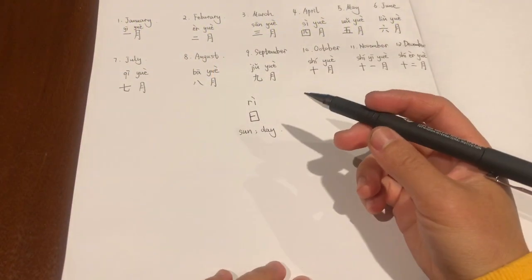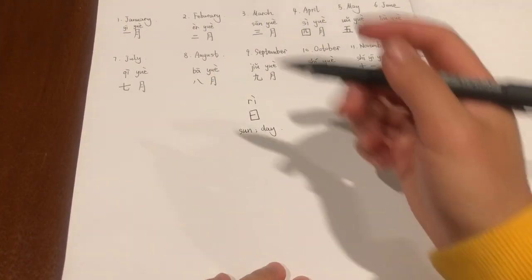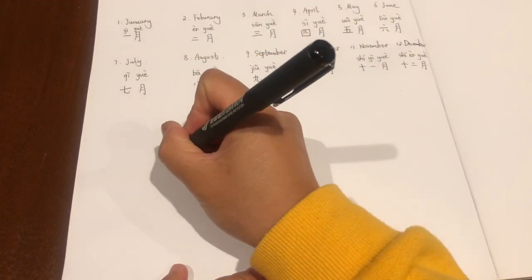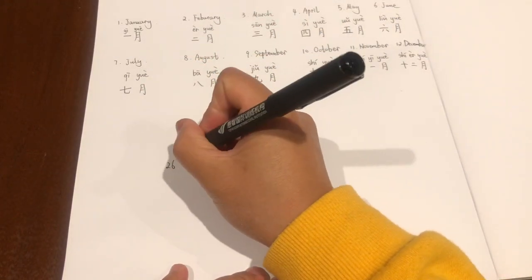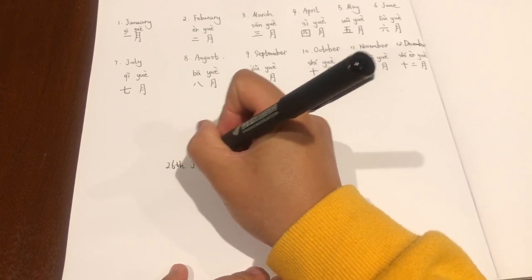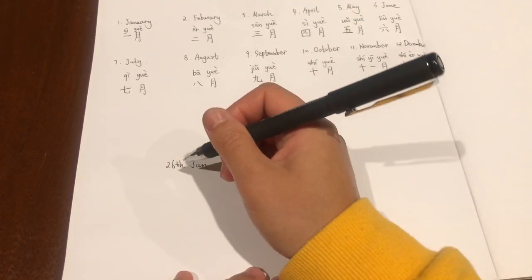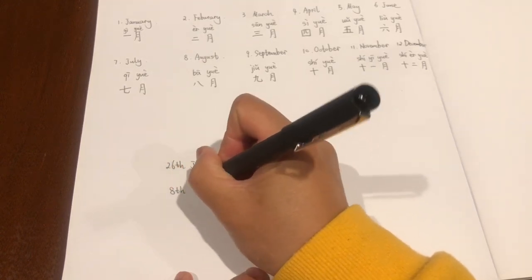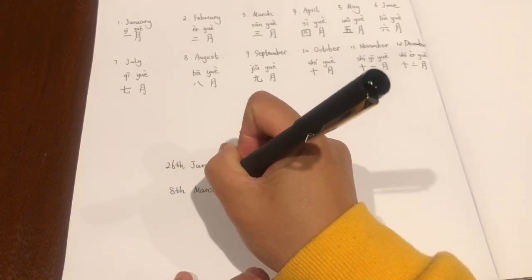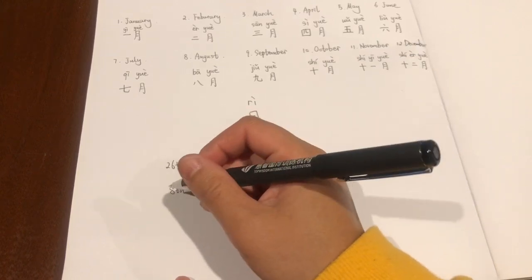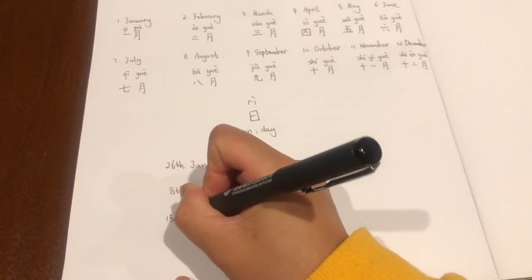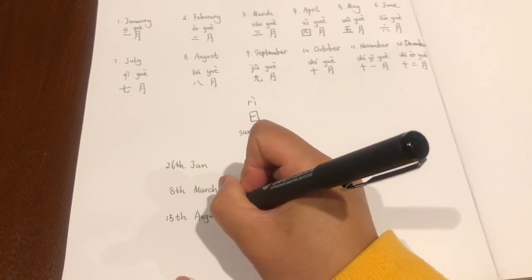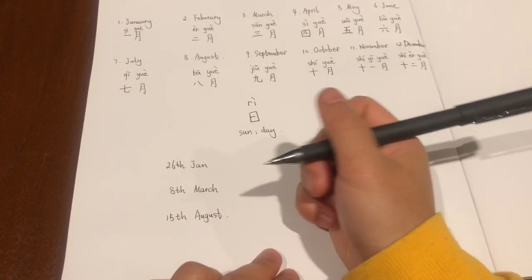Alright, let's have a look at how we should write the dates. Okay? So the first one here, which is the 26th of January. How should we do that? Okay, and the second one was the 8th of March. The last one was the 15th of August. All right, here we go.